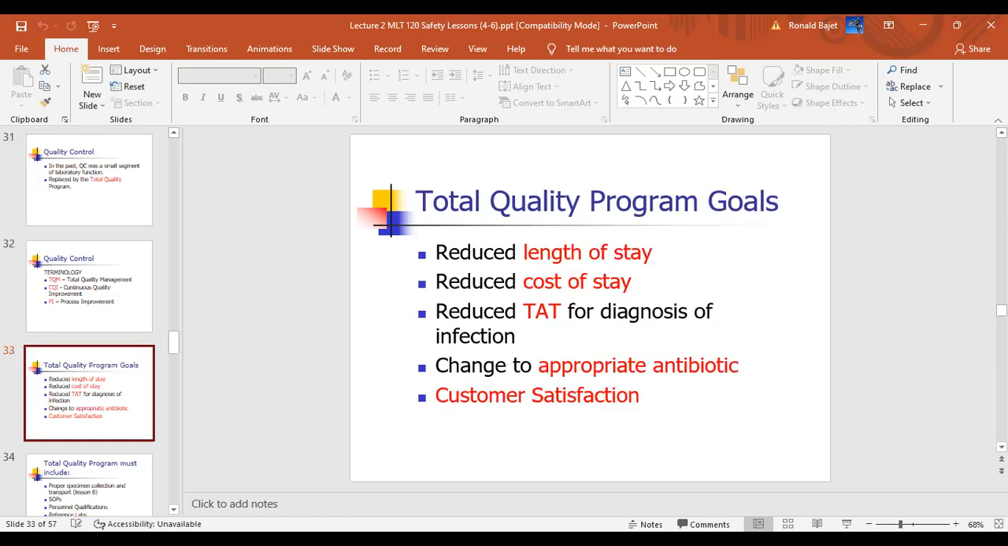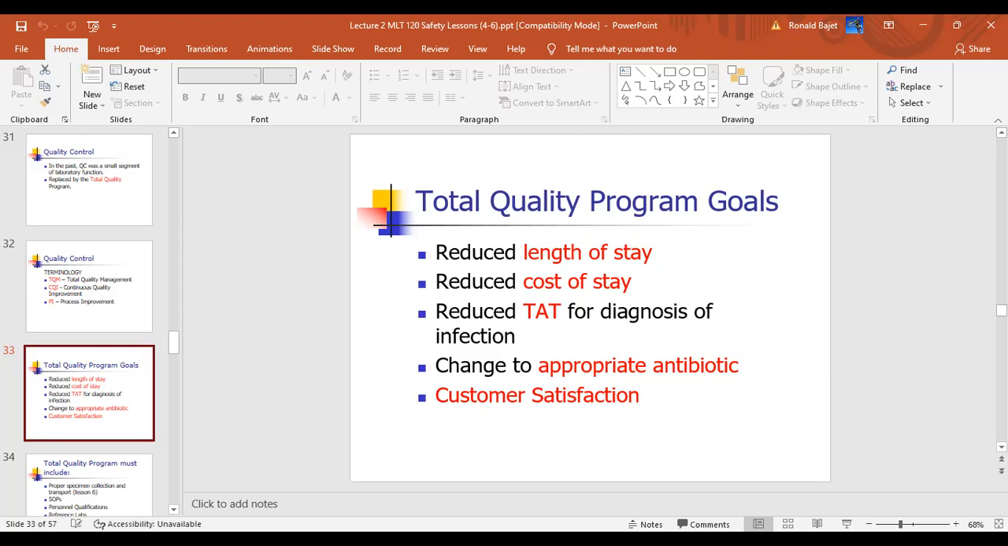So the goal is to reduce length of stay. You don't want an extensive length of stay for patients in the hospital because it's expensive. You also want to improve turnaround time for results, because the lower the turnaround time, the more it can positively affect the patient's length of stay in the hospital. And change to the appropriate antibiotic. If the patient's not responding to a certain antibiotic, the doctor can prescribe empirically, meaning based on his past performance and the patient's symptoms. But if the patient's condition doesn't change, then he can change to the appropriate antibiotic.